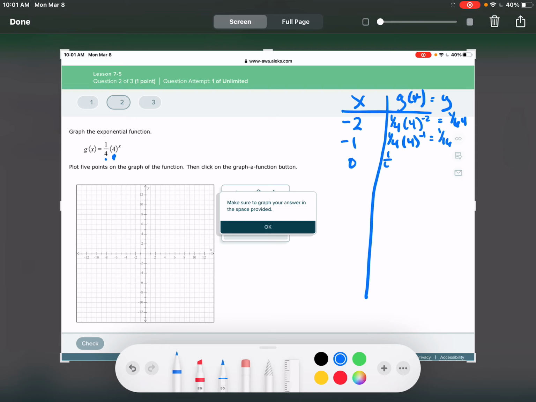0 would be 1/4 times 4 to the 0. 4 to the 0 is 1, so that'd be 1/4. Then 1 would equal 1, and 2 would equal 4. So we are growing. We're starting out quite small, and we are growing.